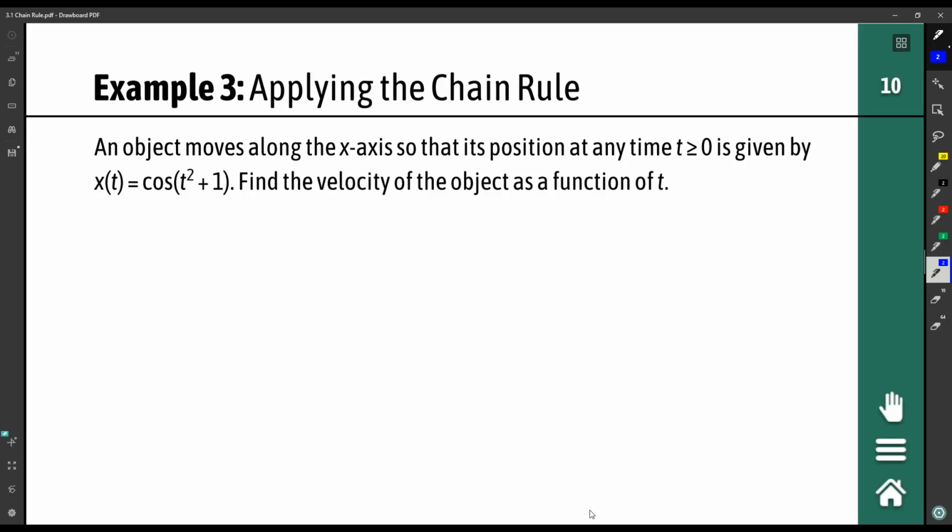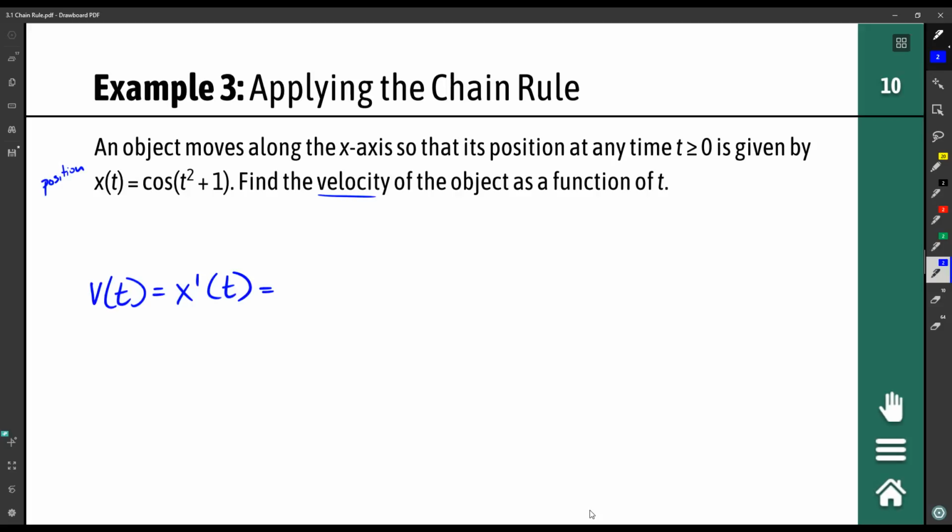An object moves along the x-axis so that its position at any time t greater than or equal to 0 is given by x of t is cosine of t squared plus 1. Find the velocity of the object as a function of t. So first of all, this is a position function. We're finding the velocity, so we're looking at the derivative. So v of t is equal to x prime of t. Now we need to differentiate.